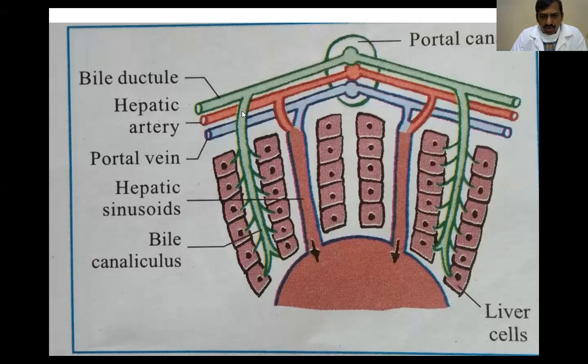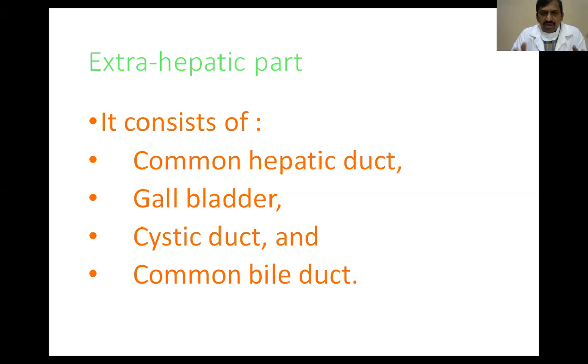Already you know, we were discussing the liver. But here, this is the canal of Herring. This canal of Herring joins with the bile ductule. And all these bile ductules together form the right and left hepatic ducts.